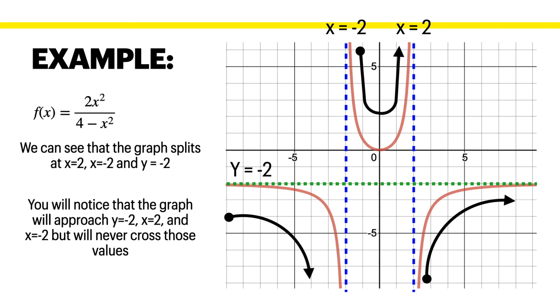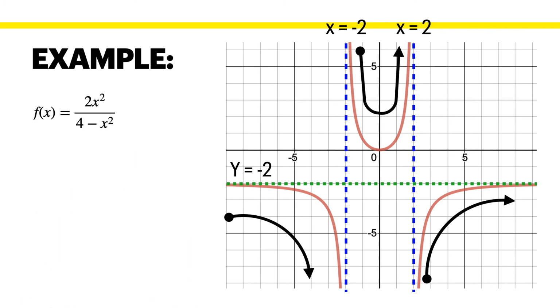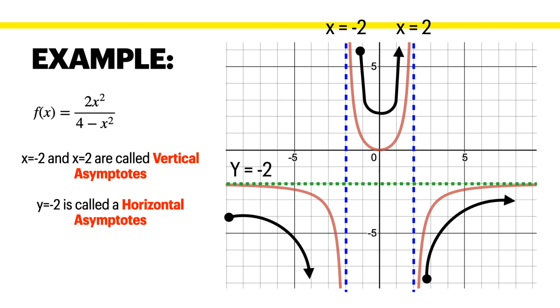They can get as close as they can to those values, like say x equals 1.99999 until infinity, but it will never be exactly 2. That is the case for asymptotes. Now, we have names for them. The first one is that x equals 2 and x equals negative 2 are called vertical asymptotes, obviously, because they're vertical. The second one is that y equals negative 2 is called a horizontal asymptote, which is flatlined. It's very horizontal.